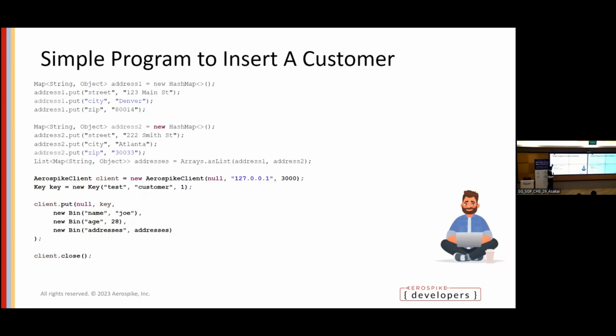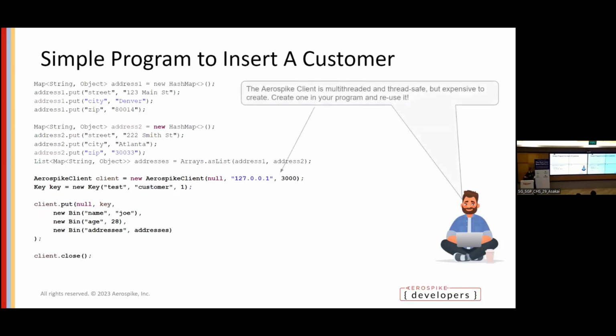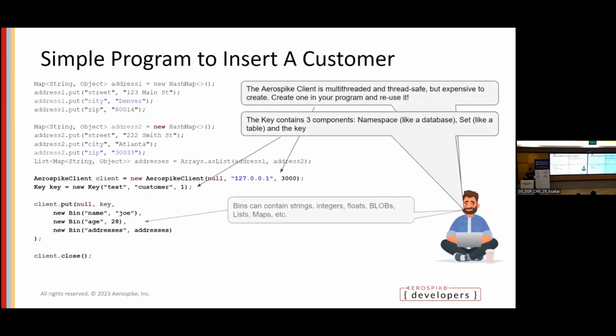You can see here, it's a map of addresses. This is what is called a CDT, or container data type. While these were scalar values, this bin is a container data type. So the first bin is Joe, the second bin is age, and the third bin is a CDT. It's a map in this case. At Aerospike, you can store data as scalar values or lists or maps. You have multiple data structures that are supported. So that's an example.